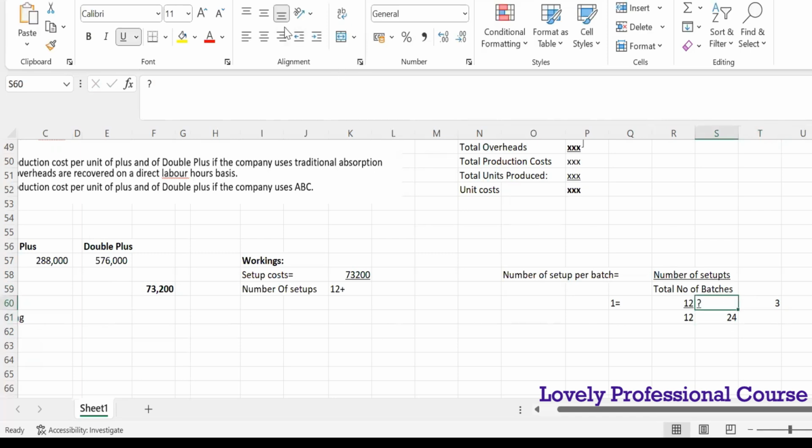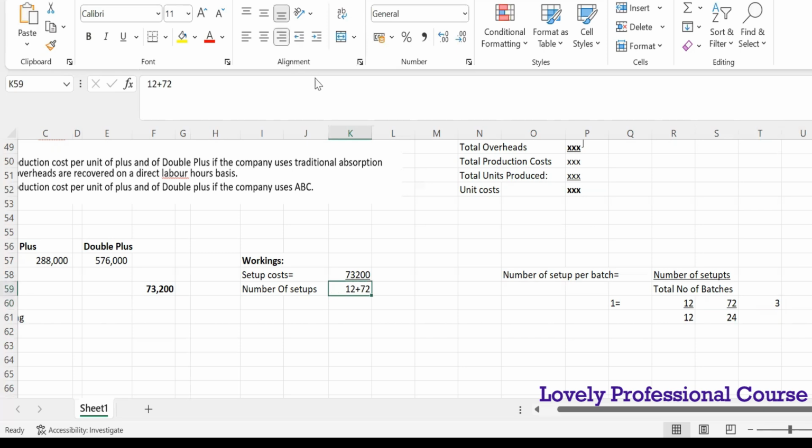Read together. So I am finding what will be this. 24 multiplied by 3, you will get the number of setups. If you take this 3 and multiply by 24, you'll get 72. This 72 divided by 24, you get the number of setups per batch, which is 3. Correct? So we put here 72.